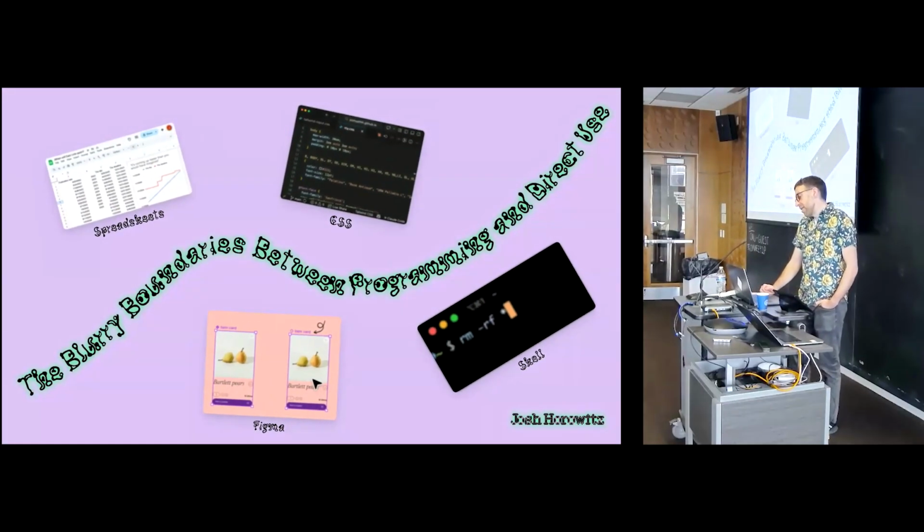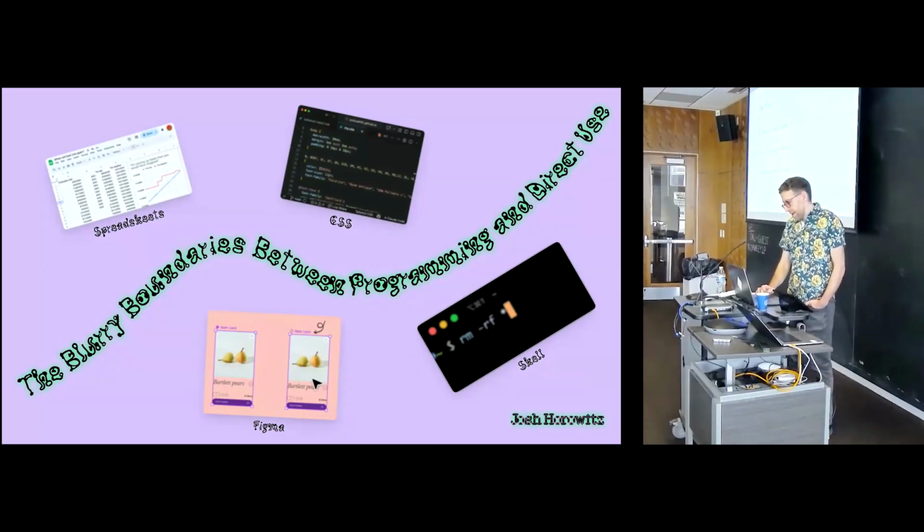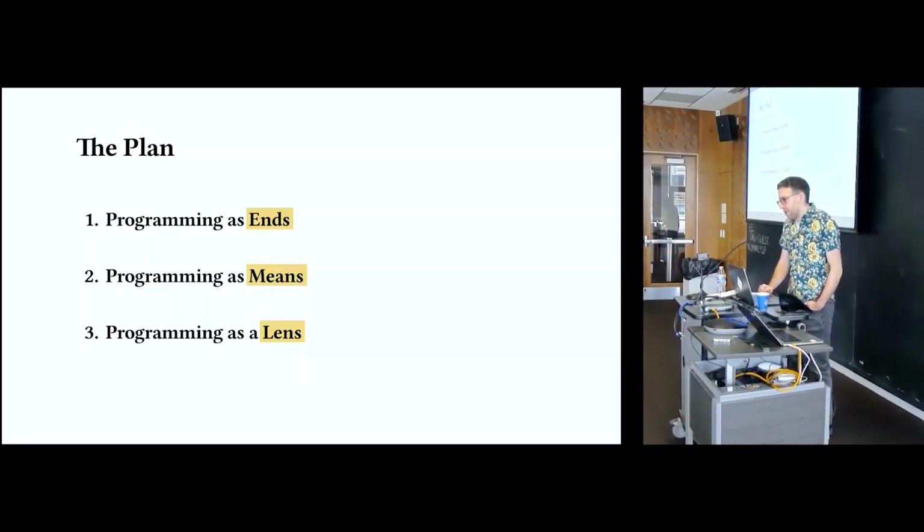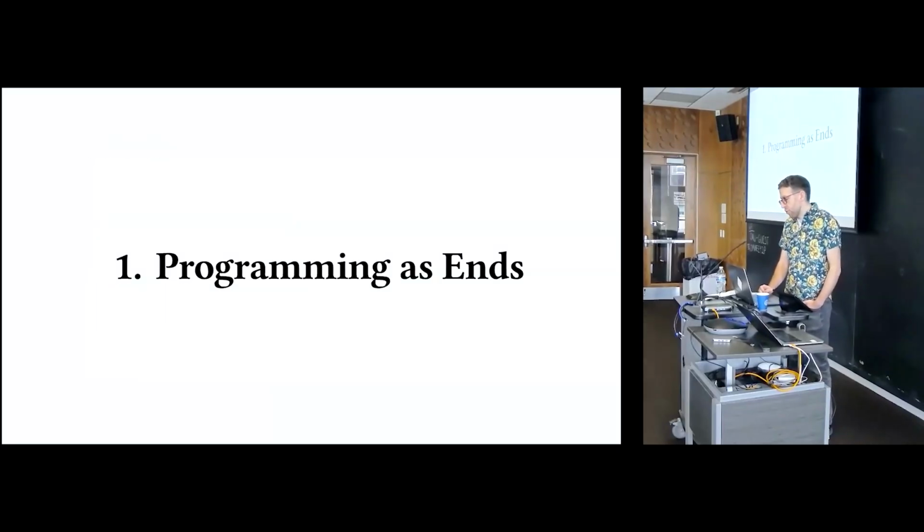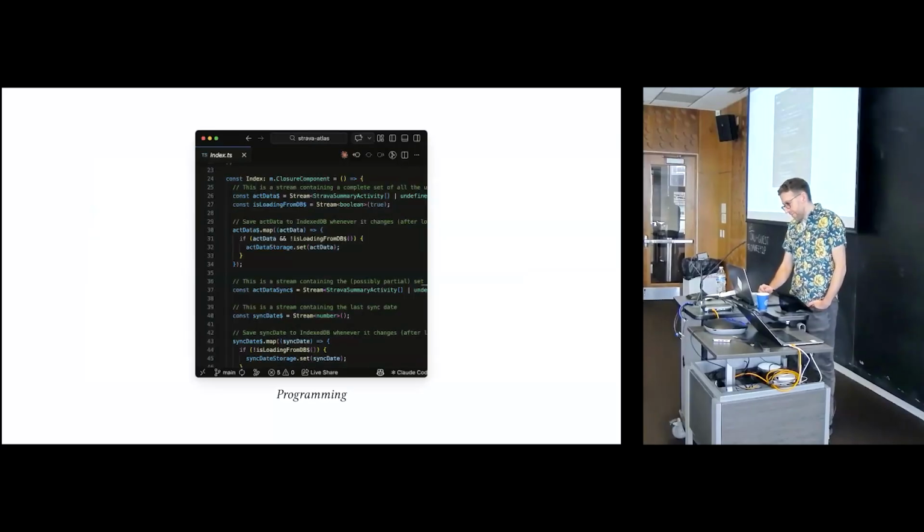Well, I don't know, but that's what this talk is about, these blurry boundaries between programming and direct use. So I hope to convince you that it's not really clear what is and isn't programming. And at the start, this may seem like kind of philosophical faffery, but I hope by the end you'll agree with me that this is really a weird, rich space worth exploring. So we're going to approach programming in three ways, in terms of its ends, in terms of its means, and as a lens. First, programming as ends.